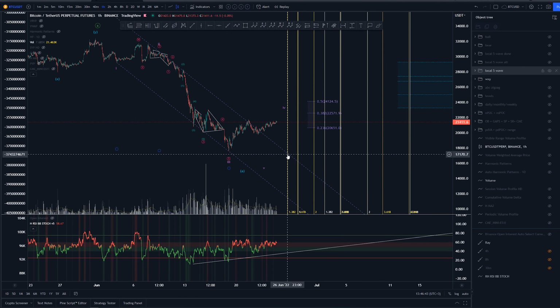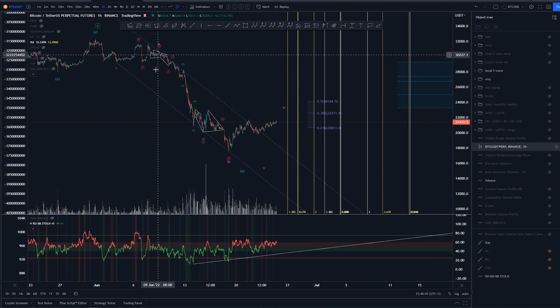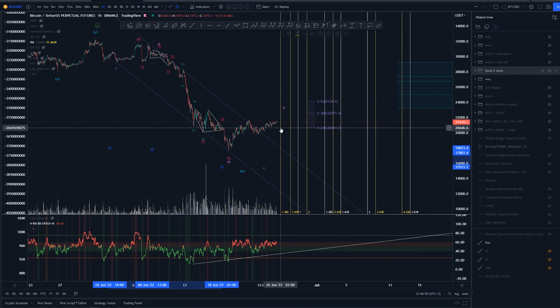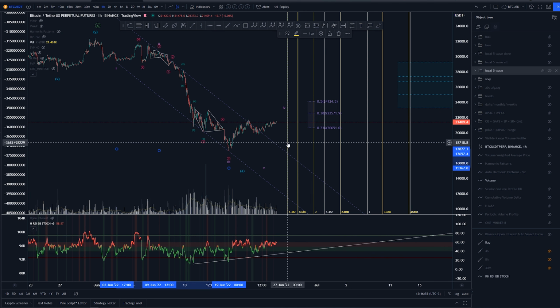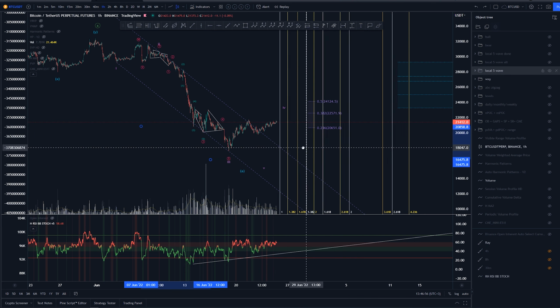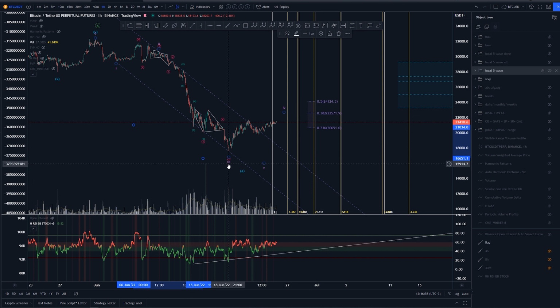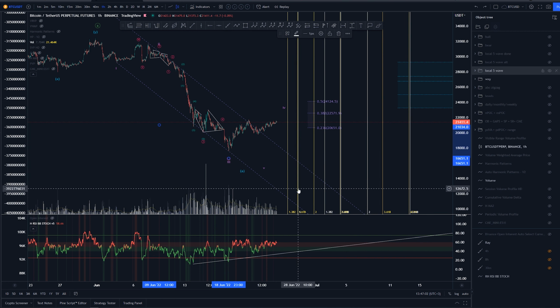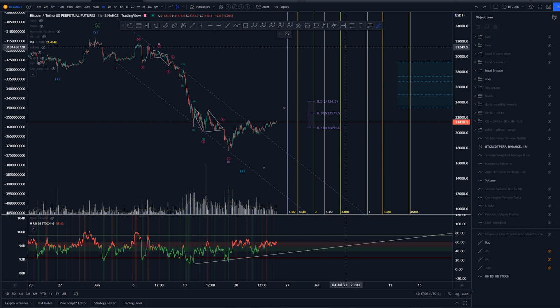We can compare the wave 4 to wave 2 and wave 3 separately. Here we have the yellow comparison to the wave 2. We see that we are already more than a 1-to-1 extension. The white one here is again comparing it to this wave 3, and both of these are lining up here at around the 28th of June morning, at least my time, GMT+3 or UTC+3.